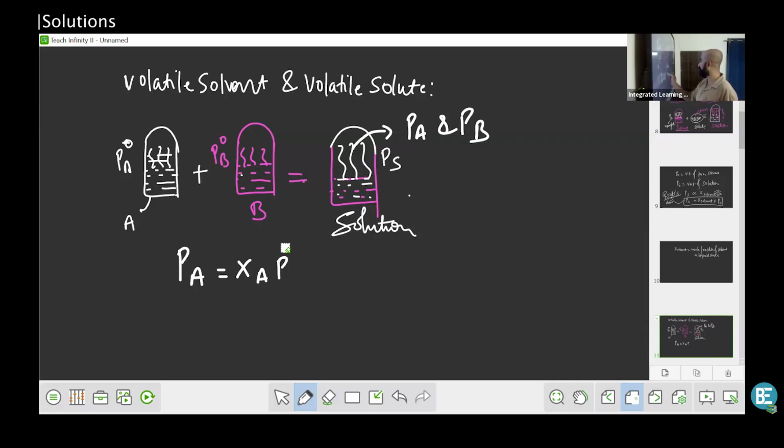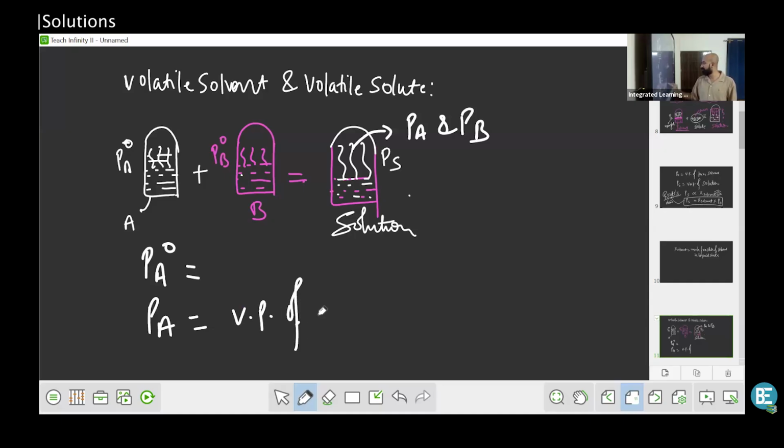Okay, first of all, write down the names. Write down PA naught, because as you write it clearly, it will be easy for you to understand. PA naught is the vapor pressure of A in the pure solvent. While PA is the vapor pressure of A in the solution.